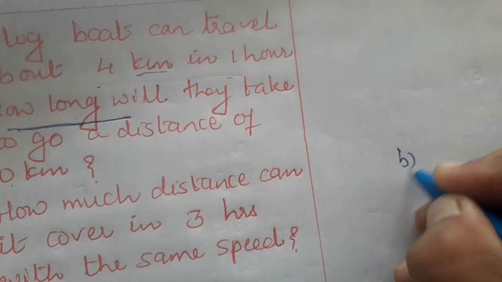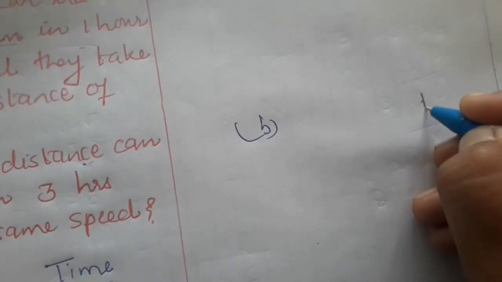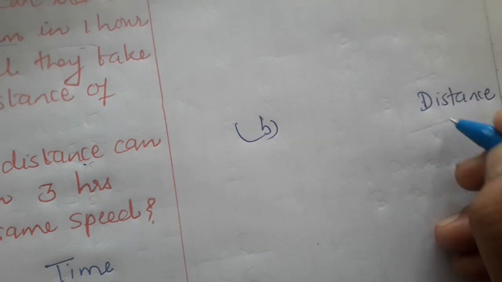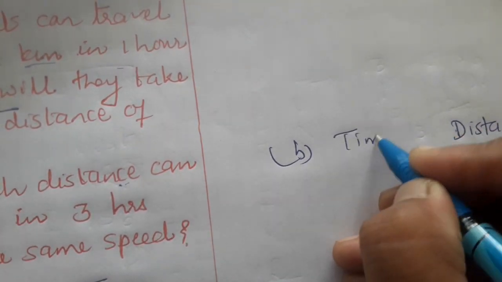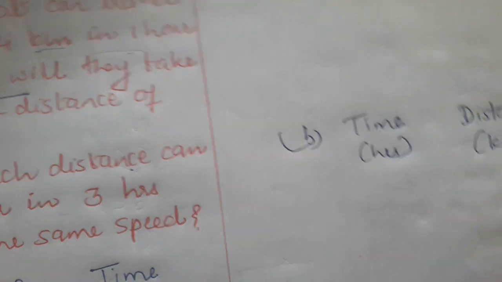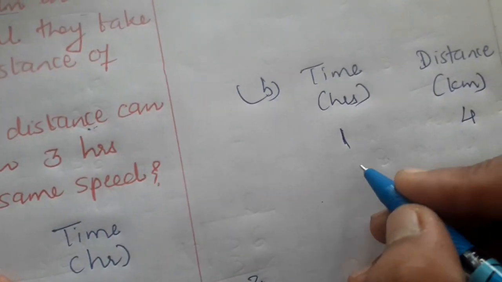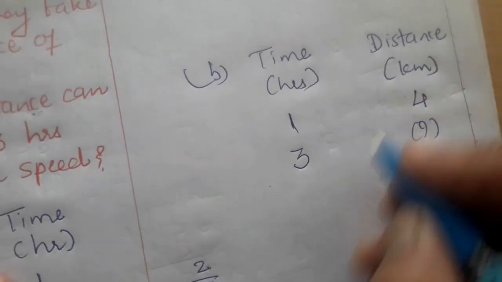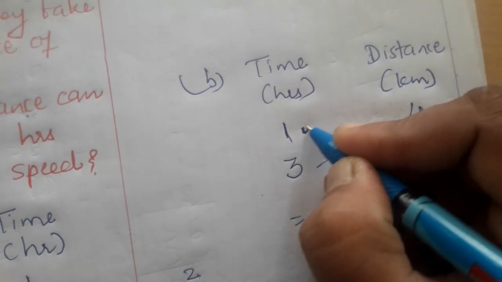Here it's asked, how much distance can it cover? So distance, I should write it on the right side. So here is the distance, which will be in kilometers, and the time will be my left side, that is given in hours. Now I will write the things once again. 4 kilometer 1 hour. So 4 kilometers 1 hour, and now this is 3 hours. So in 3 hours, how much? So what is the numerator? That is these two terms, and this will be my denominator.